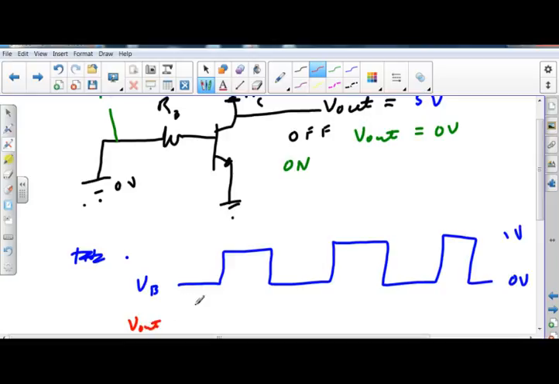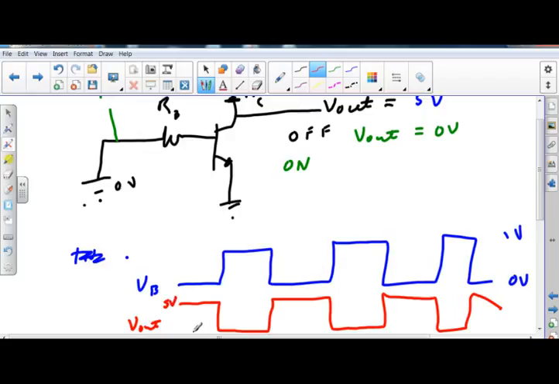When I'm at 0 volts, I'm going to be high. When I'm at 1 volt, I'm going to be low. My output's going to look sort of like that. And I'm going to have 5 volts when I'm high, and I'm going to have 0 volts when I'm low.